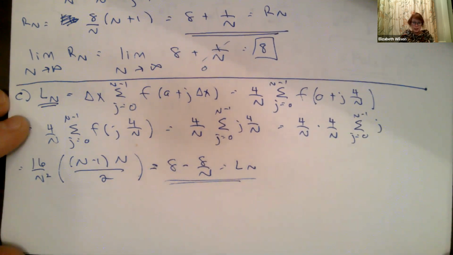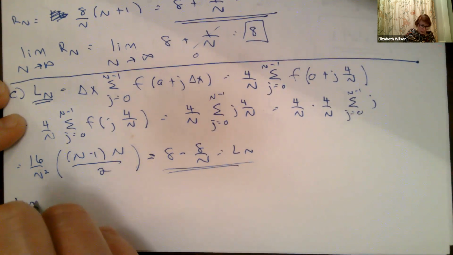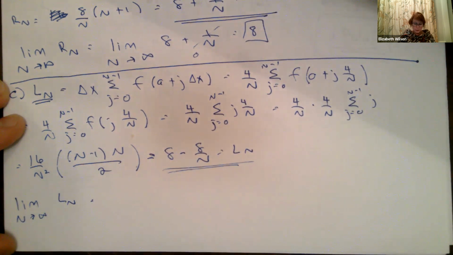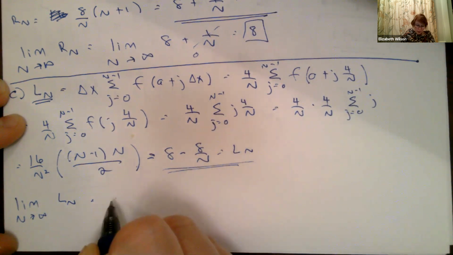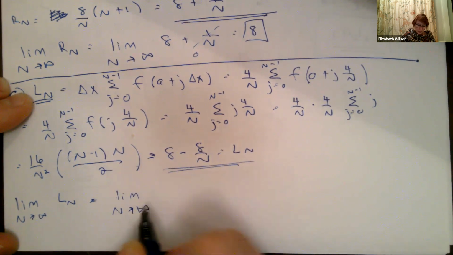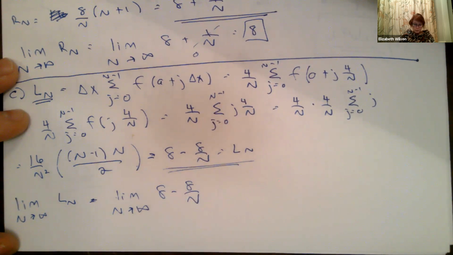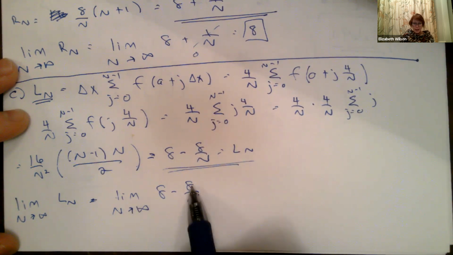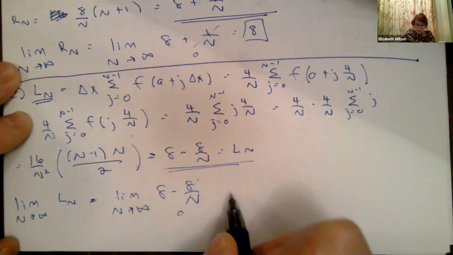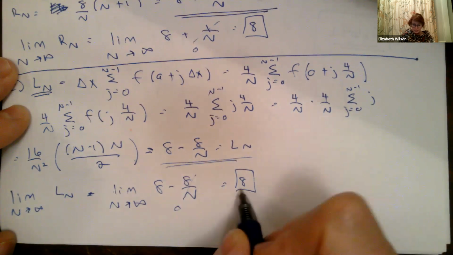Okay, so I need to take the limit of my L sub n, limit as n goes to infinity of L sub n. So I'm going to plug in what I just figured out for my formula for that. So I'm going to go as n goes to infinity of 8 minus 8 over n. Okay, n's going to infinity. 8 over a really ginormous number gets super small. This thing goes to 0. So our limit basically converges to 8.